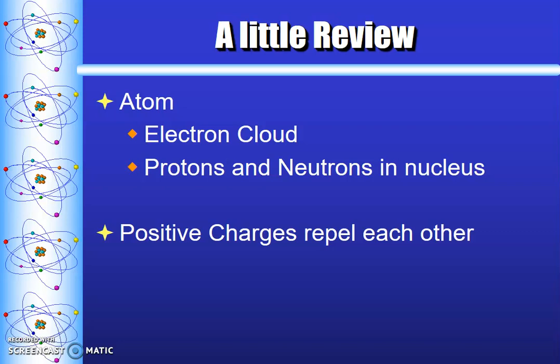So just remember from where we studied chemistry that an atom contains an electron cloud, so the electrons flying around the outside, and in the nucleus in the center there are protons and neutrons. Remember that electrons are negative, protons are positive, and neutrons are neutral, and that positives and negatives attract towards one another, but like charges repel away from each other. So positive and positive want to get away from each other. Negative and negative want to get away from each other.